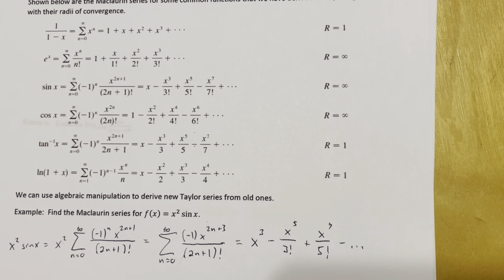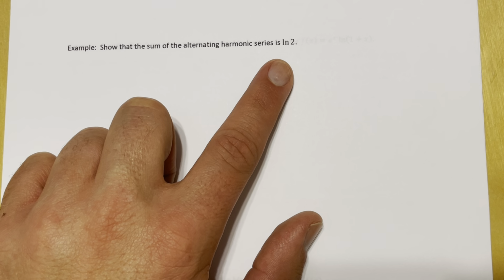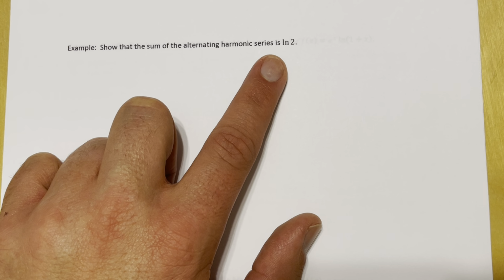Okay. Next step, this example is something that we have talked about previously, and we just said that we can't prove it yet, but we can show it now. So we want to show that the sum of the alternating harmonic series is equal to the natural log of 2.